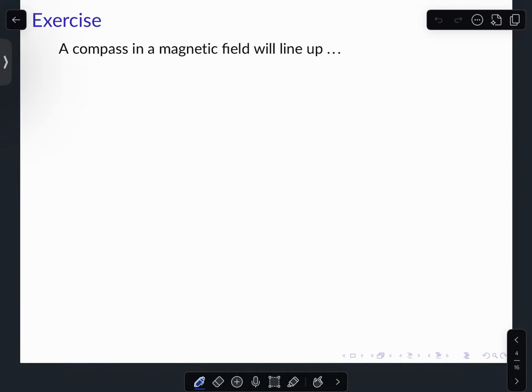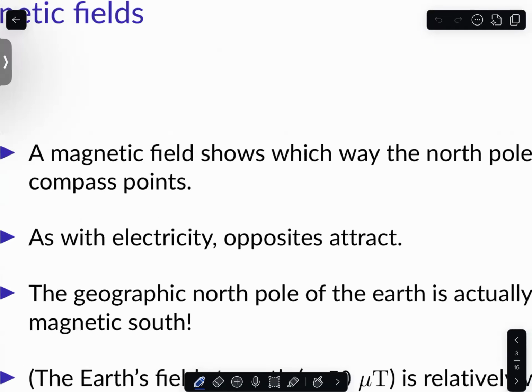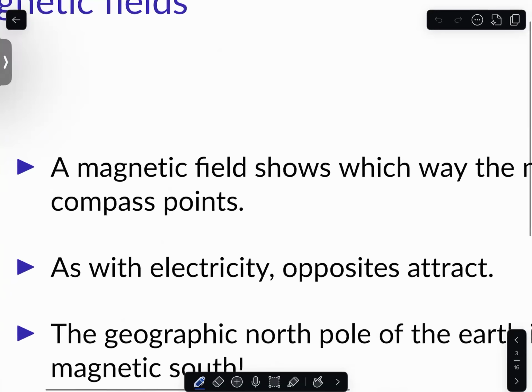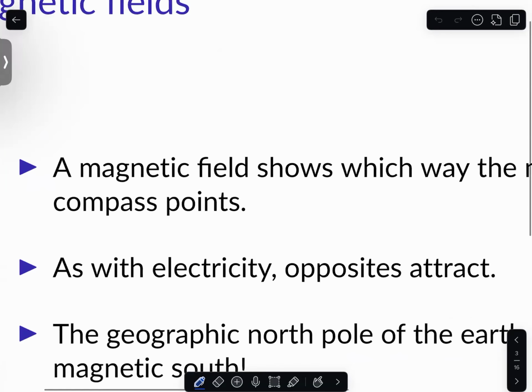Okay, let me go back to the previous slide. A magnetic field shows which way the compass points. The north pole of the compass is the direction of the compass. If you look at the direction the compass points, that defines the direction of the magnetic field. So if I tell you that a field shows which way a compass points, and then I ask you which way does a compass point, what's the answer?